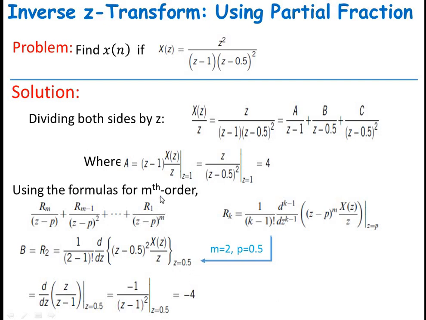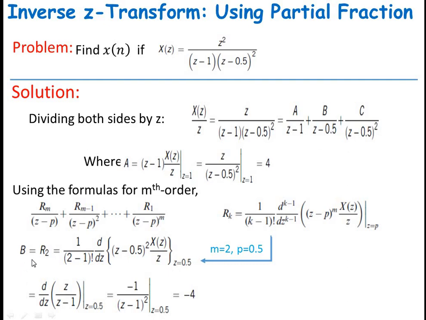So here we are having m order. So here in the denominator we are having m order. So if we are having this formation, in order to get some particular pole value, some constant, the formula for the kth order is 1 divided by k minus 1 factorial, d by dz power k minus 1 of z minus p power m into X of z divided by z, at z equal to p. So now suppose you are having some repeated poles, we are going to start with finding the value of b.